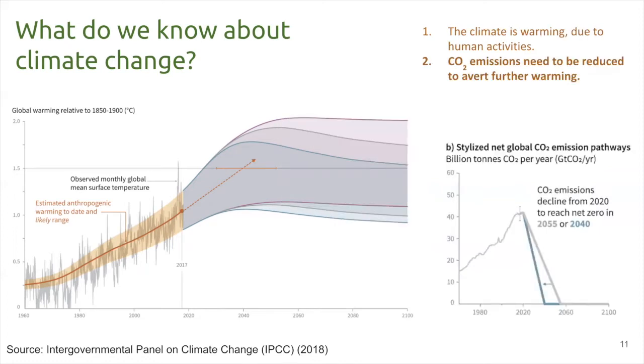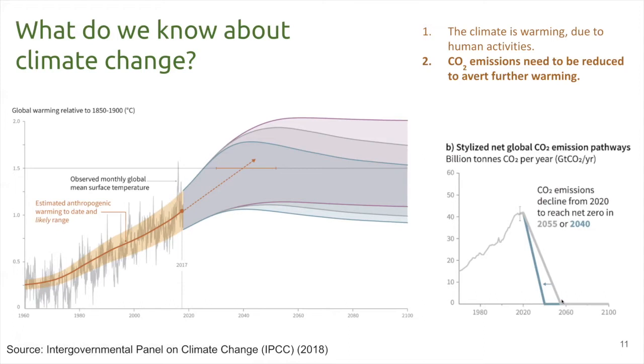And the amount by which we're actually able to reduce greenhouse gas emissions is going to affect the amount of warming that we see in the future. On the right side here, the graph labeled B, on the x-axis, we again have year, and on the y-axis, we have the net global CO2 emissions. What you're seeing in the bold turquoise line and the bold gray line are stylized pathways for greenhouse gas emission reductions that we might see. The turquoise line says we reach net zero greenhouse gas emissions by 2040, and the gray line shows what happens if we reach them by 2055.